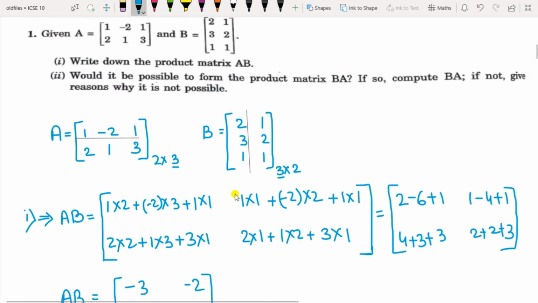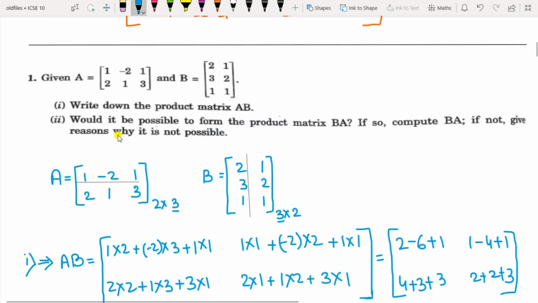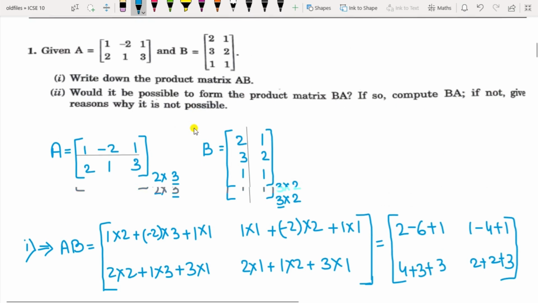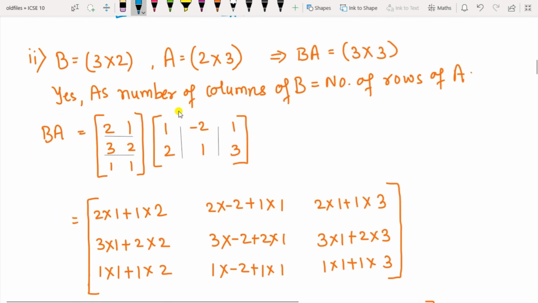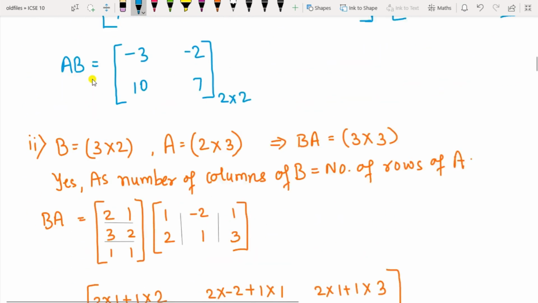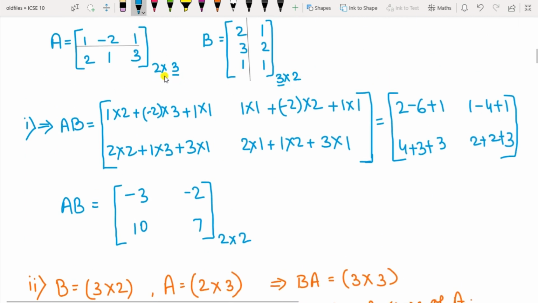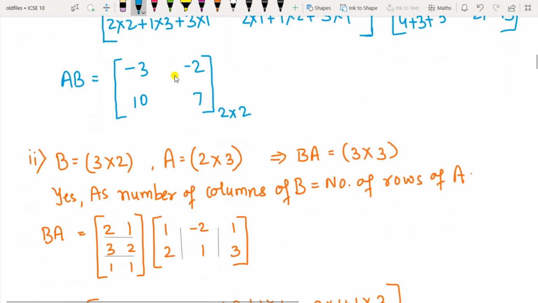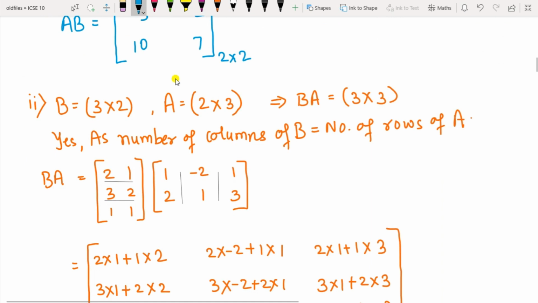So these are the elements of AB and which is of the order 2 by 2. The next question here it is asked is, would it be possible to form the product matrix BA? If so, compute BA, and if not, give the reason why it is not possible. So the order of B in this case is 3 by 2 and the order of A is 2 by 3. You have to compute BA. So first you have to consider B matrix and then A matrix. So therefore you have to consider the column of this matrix and the row of this matrix. So it is 2 by 2.